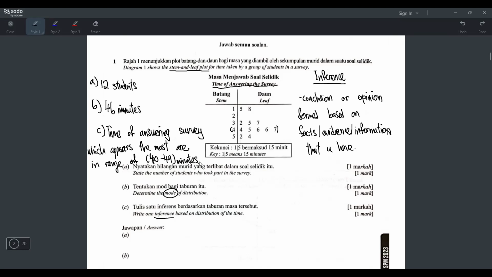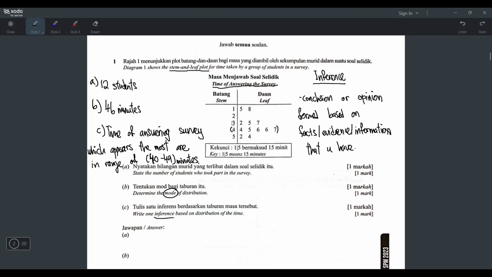So let me tell you another way to write it. Actually, you can also mention about the longest time taken. Okay, the maximum value. So you can also say like the maximum value is 54. Can also. Or you want to say the minimum value 15 also can.